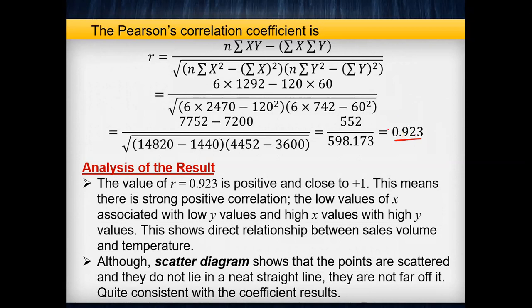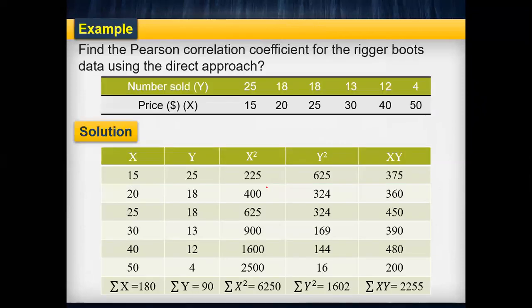So 0.923. You can comment in the same manner: that we have a positive strong relationship between x and y. In this way you can analyze the results. For the second example, you can also do the same procedure.